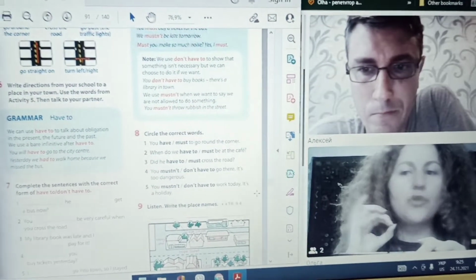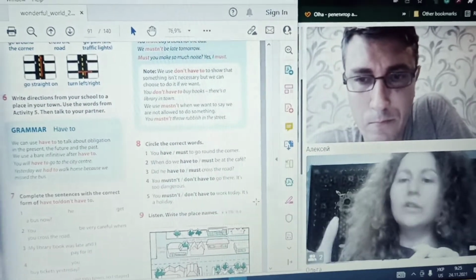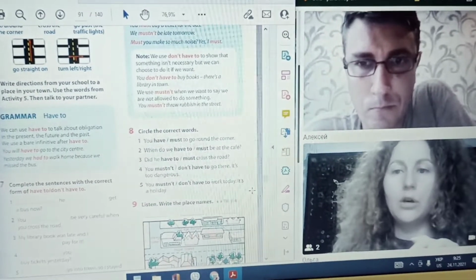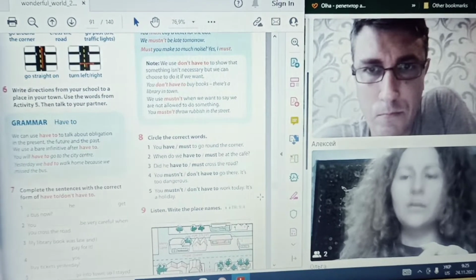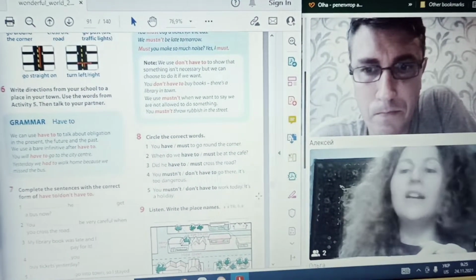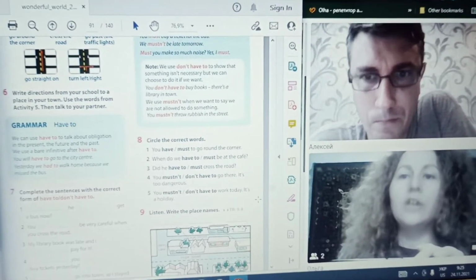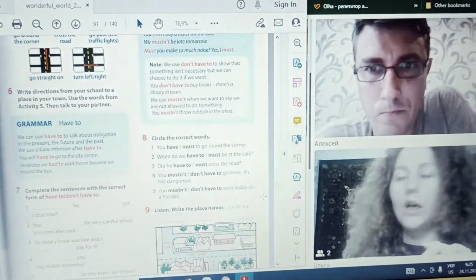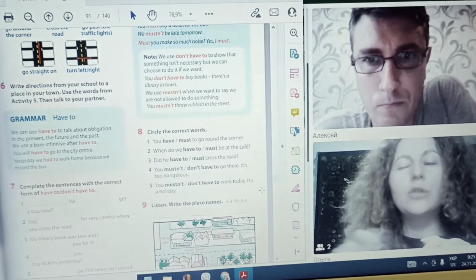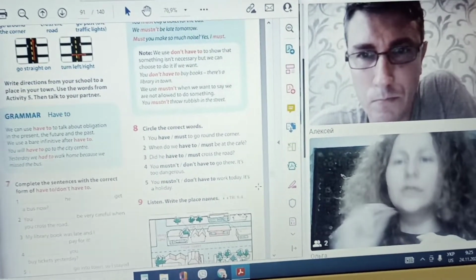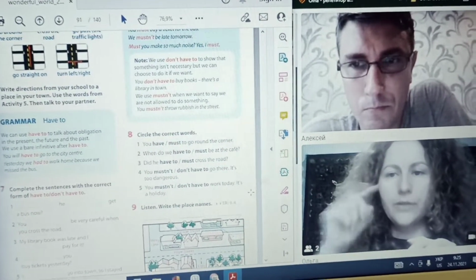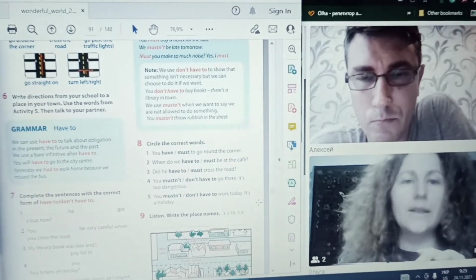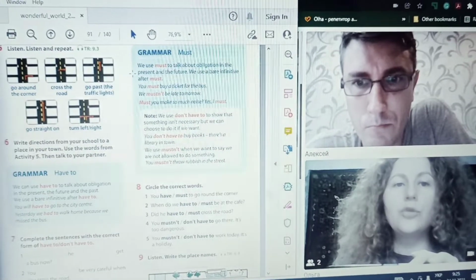Must is a strong obligation, a strong necessity to do. It's really strong. If I say you must be at work on time, it doesn't mean any lateness, not any second. I punish you if you are late. If I say you have to be at work on time, it doesn't mean you can be late two or three minutes, but it's not so strong.